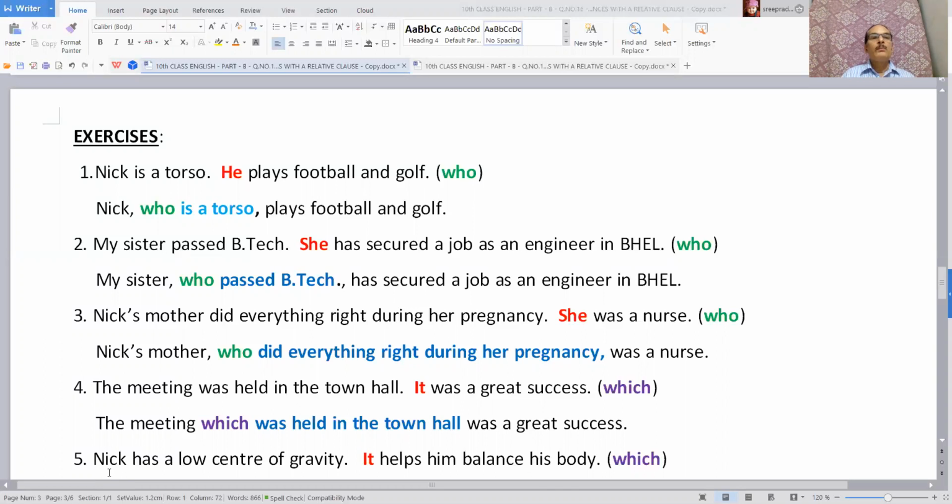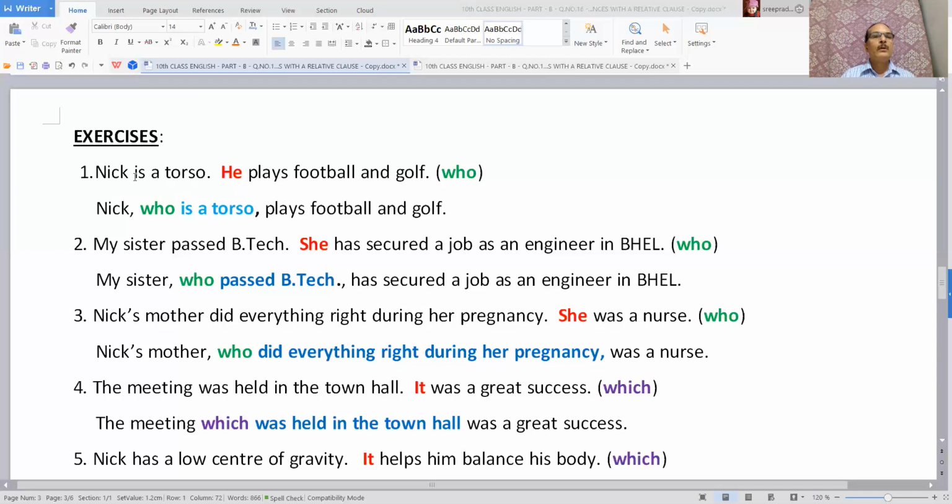Nick is a torso. He plays football and golf. Here, what is the subject in the first sentence? Nick. And in the second sentence, he. Here, Nick and he refer to the same person. And moreover, Nick is a proper noun. So when a proper noun is given, we have to write a non-defining relative clause. So just put a comma soon after this proper noun Nick, and in place of he, you use who.